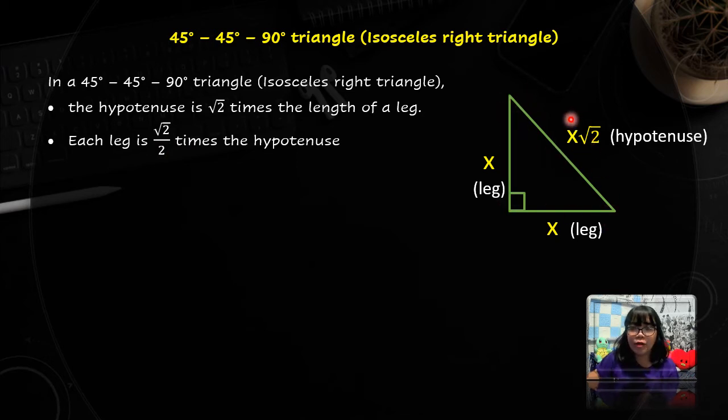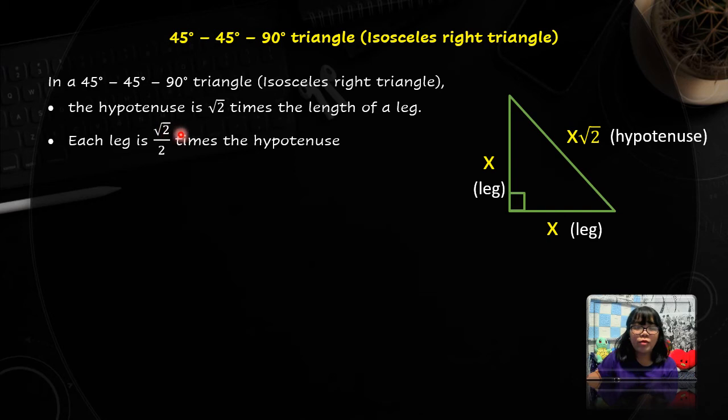So, say for example, given the hypotenuse is x square root of 2. So you need to multiply this one by square root of 2 divided by 2. And that will be equal to x times square root of 2 times square root of 2 divided by 2. So square root of 2 times square root of 2 is square root of 4, and that is equal to 2 divided by 2. So there will be a cancellation in the 2. So what is left is x. So that is why each leg is equal to x.